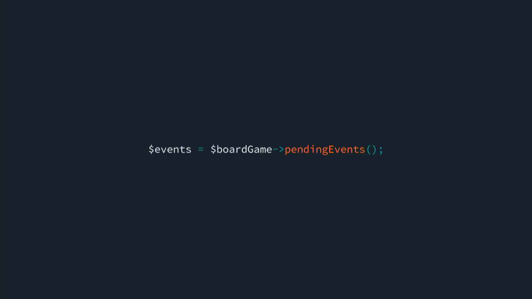Well, we get back to pending events, because at that moment, this specific entity, this object has pending events, and we need to store those events somewhere. But where do we store them is your question. I hear you asking it. Well, we use an event store.